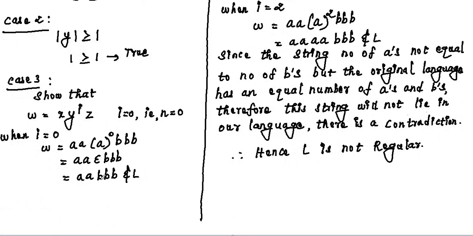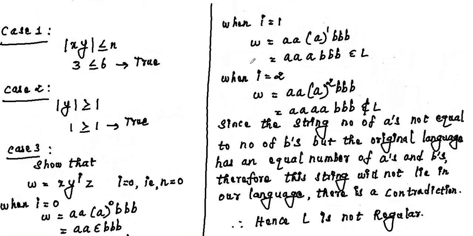Since the number of A's is not equal to the number of B's, look at the answer. Here AA triple B: the number of A's is not equal to the number of B's. Here we got three answers. When i value is 0, W equal to AA triple B. Here the number of A's and number of B's are not equal. Here we have 2 A's, 3 B's, which does not belong to the language.